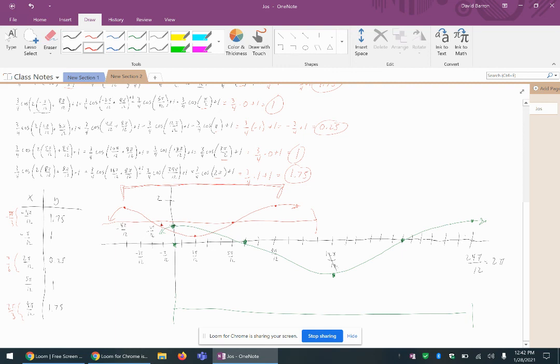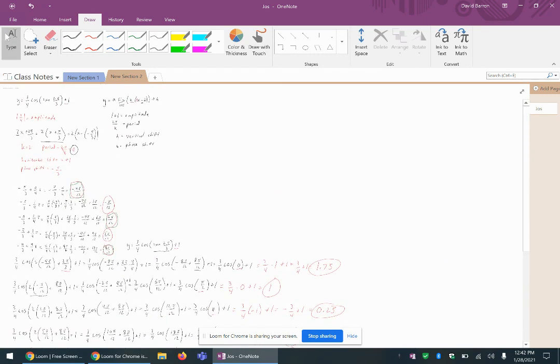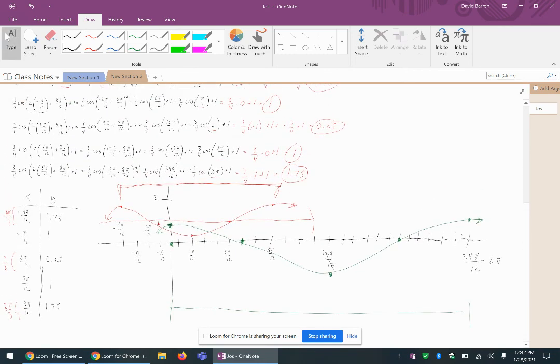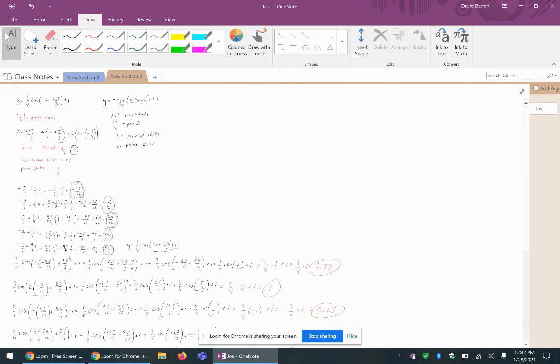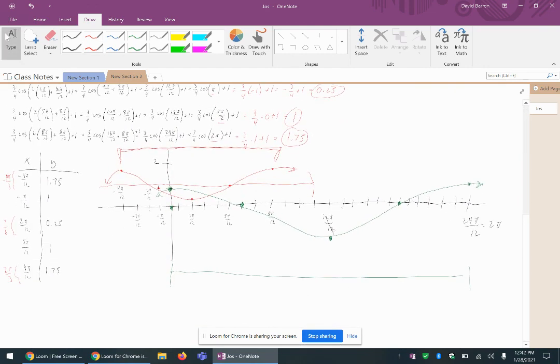So that jives with what we've got. We had a vertical shift of up 1. That looks right. And our phase shift was negative pi over 3, which looks right. Our graph started over at negative 4 pi over 12. So all that information that we ascertained up here jived with what our graph got. So I don't think we screwed anything up. Yay, that's good.